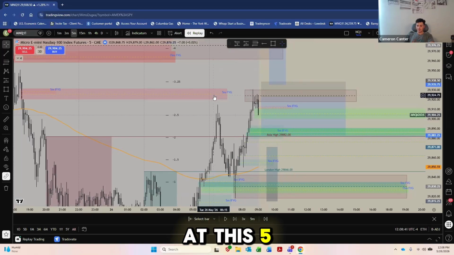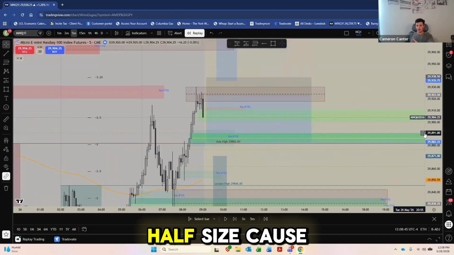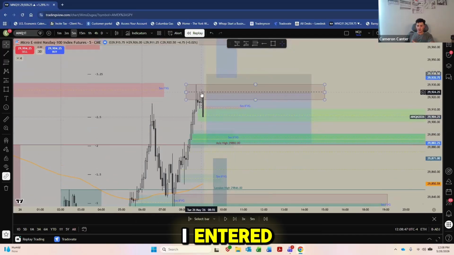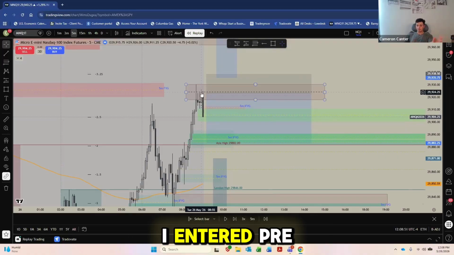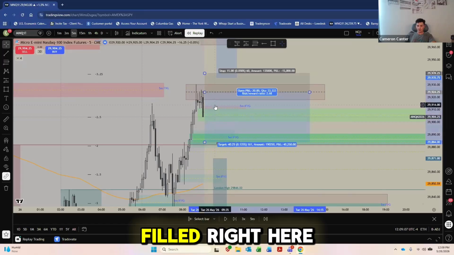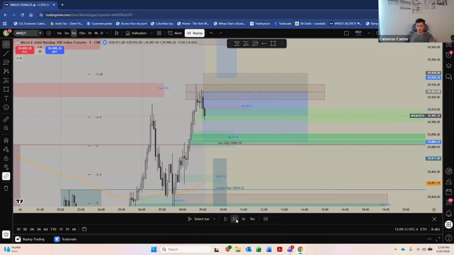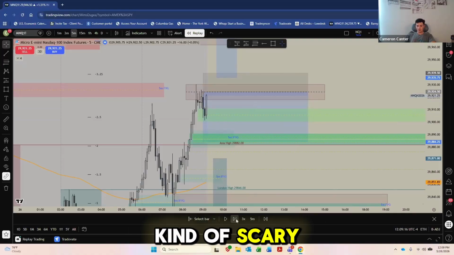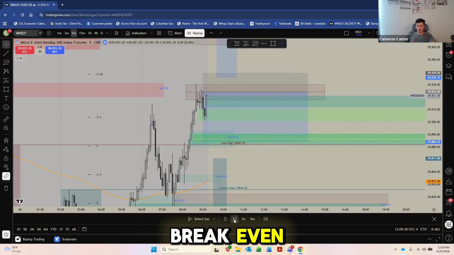But we make a rejection block right here at this 5-minute fair value gap. I took this one with only 5 micros, so half size, because I entered at like 9 o'clock or 8:55, whatever. I entered pre-market, not knowing if I was going to get my trade off before market opened. So we get filled right here. And then look at this weird price action that happened. It was actually kind of scary to be in this trade, I'm not going to lie. Yeah, it comes back to break even.